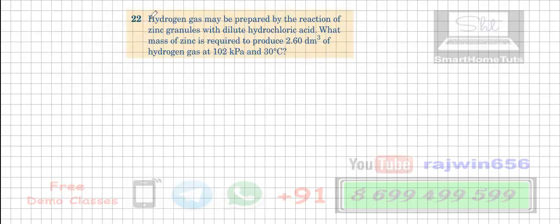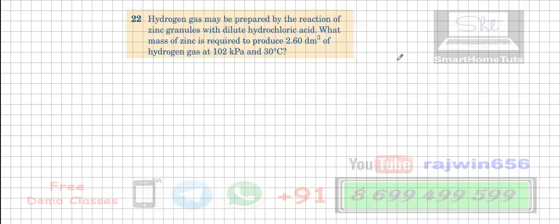See the next question. Hydrogen gas may be prepared by the reaction of zinc granules with dilute hydrochloric acid. What mass of zinc is required to produce 2.6 dm cube of hydrogen gas at 102 kilopascals at 30 degrees Celsius? Okay, first of all, what we are going to do is get the volume of hydrogen gas at STP, standard temperature and pressure.